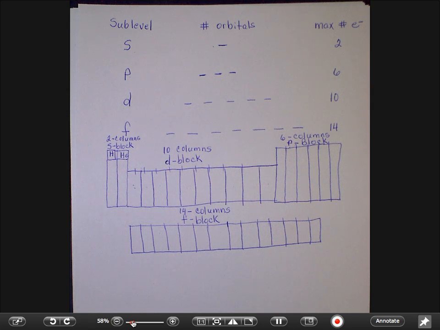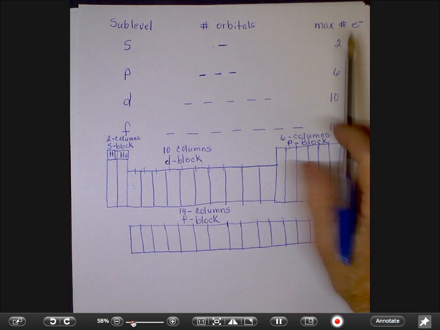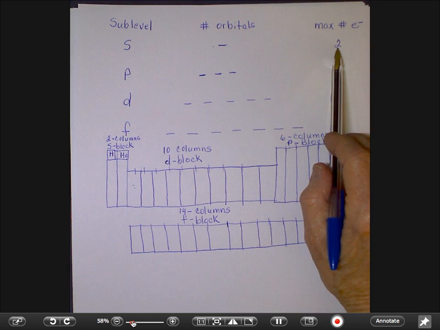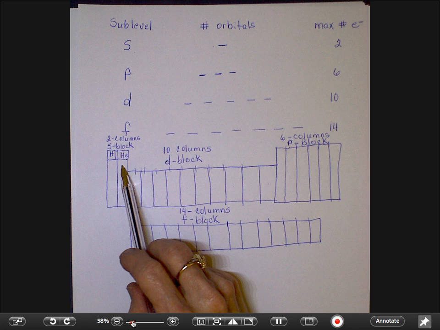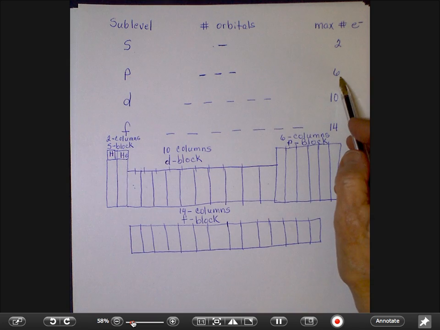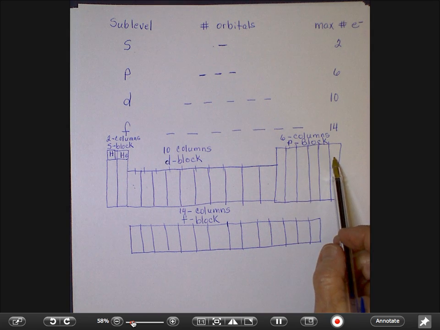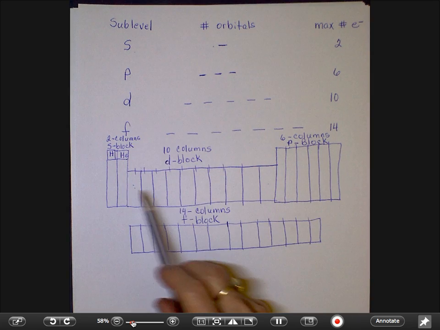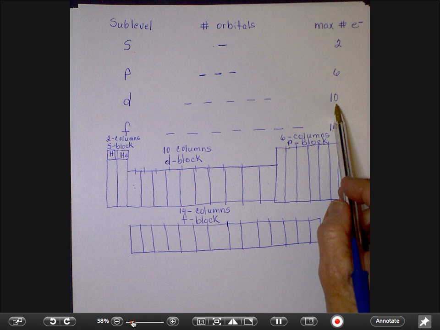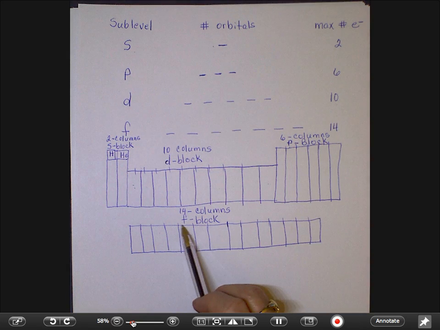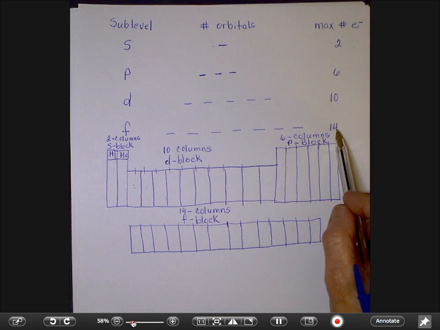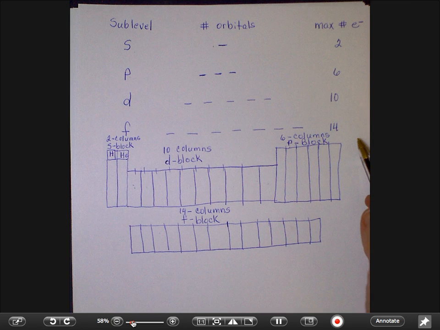All right, we're going to make an association with numbers. S maxes out with how many electrons? 2. How many columns are in S? 2. P maxes out with how many electrons? 6. How many columns are in P? D maxes out with 10. How many? F, 14. Huh, interesting.